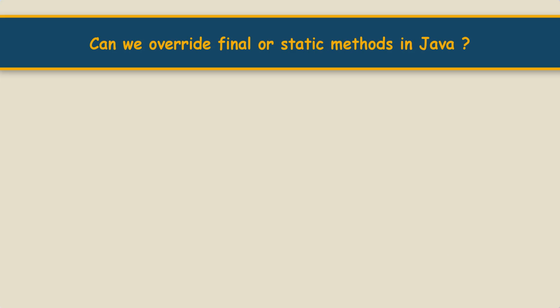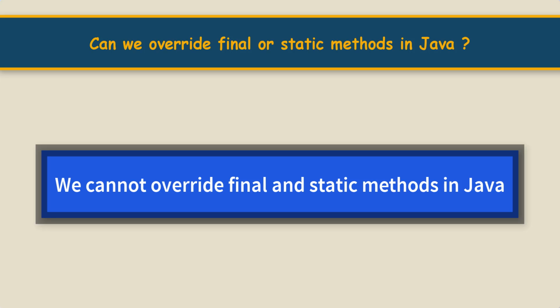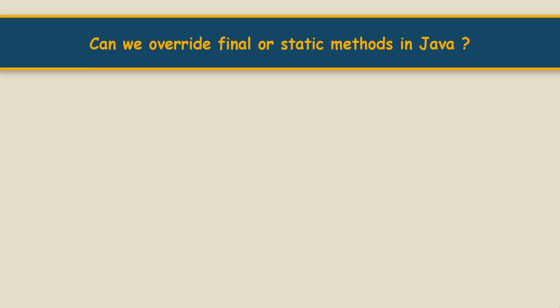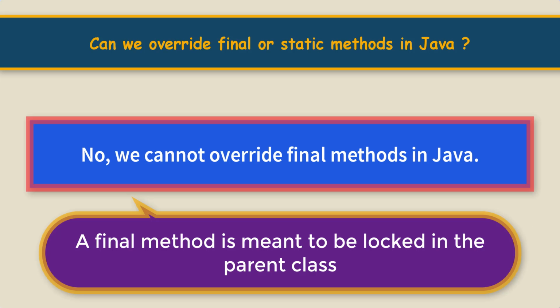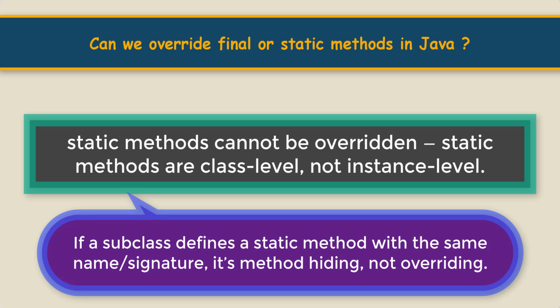Next question: can we override final or static methods in Java? This can be another common follow-up question for the overriding concept. We cannot override private methods, and we also cannot override final and static methods in Java. When you create a method as final, that method is locked to the parent class only, so the compiler will prevent overriding it in subclasses. If a subclass defines a static method with the same name and the same signature, that is called method hiding, not overriding.